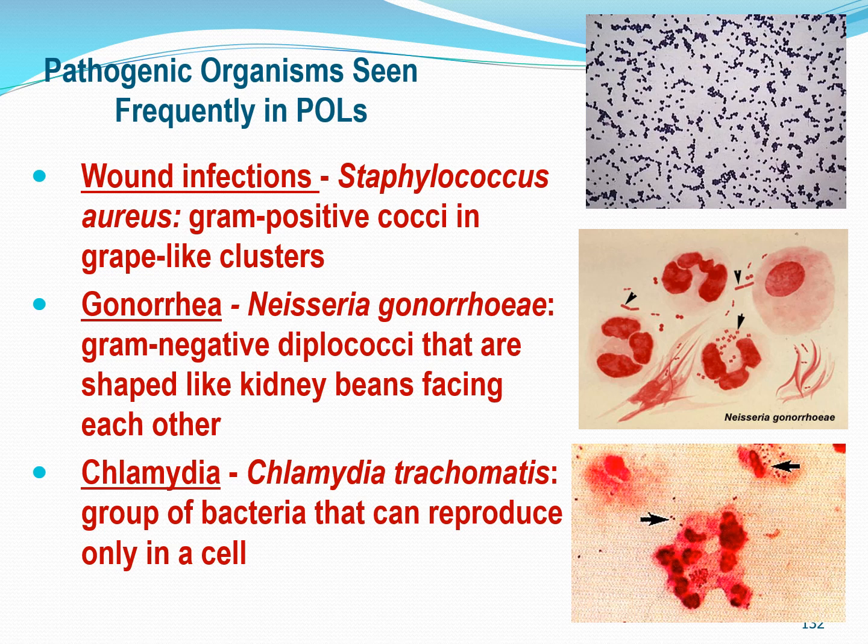Gonorrhea, which is Neisseria gonorrhoeae, which is a gram-negative diplococci that are shaped like kidney beans facing each other. That's your middle picture. And then chlamydia, which is a group of bacteria that can reproduce only in a cell. Okay, so there's an example over to your right of each one of these. And these are pathogenic organisms that we see quite frequently in physicians' office labs.